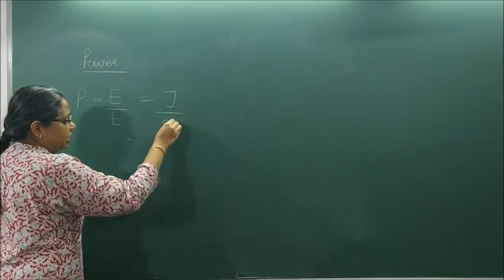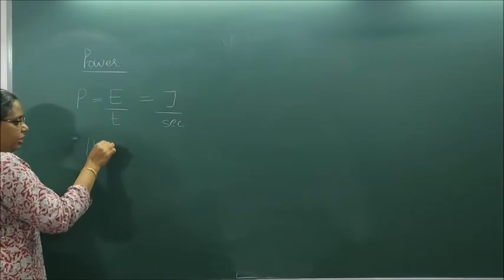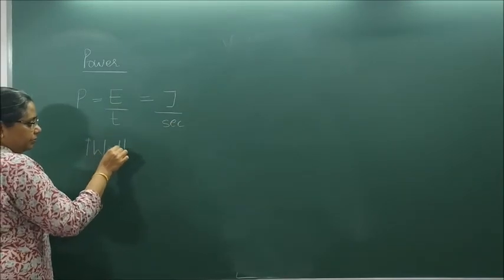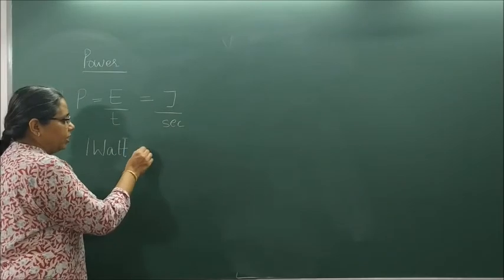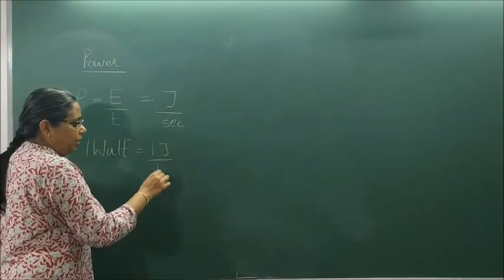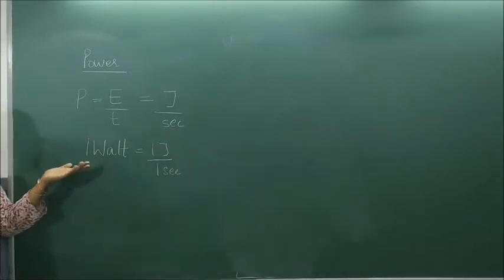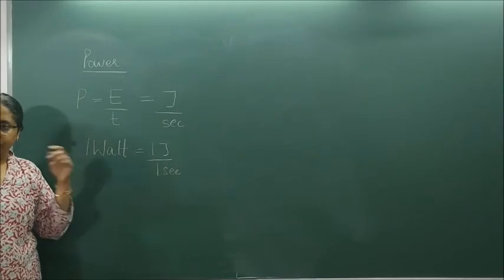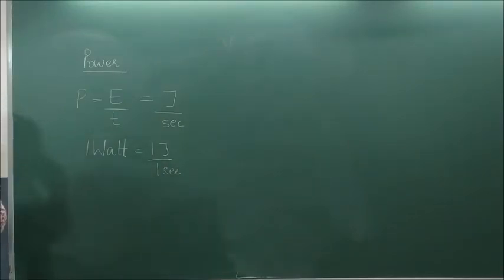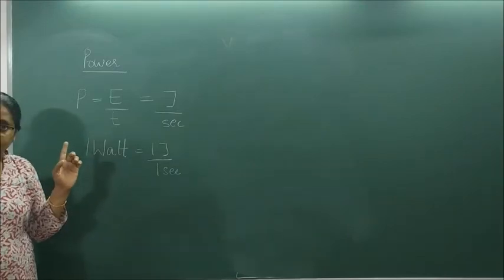Time is measured in seconds. So power is generally measured in watt, on the basis of James Watt's steam engine. So 1 watt is equal to 1 joule per 1 second. So the SI unit of power is watt. How do you define it? When 1 joule of electrical energy passes through a cross section of a conductor in 1 second, it consumes a power of 1 watt. You can define this also.